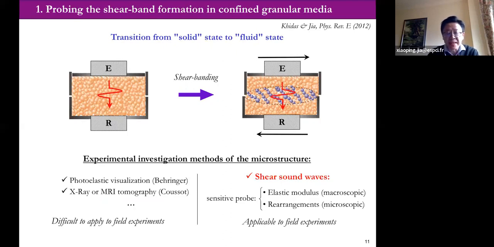Okay, now let me start with the investigation of the shear band formation, monitored here by shear wave propagation. It's very important, because it will allow us to detect this shear modulus change during the shear banding, up to the shear localization, and also the rearrangement of the contact network in this opaque medium. Of course, there are some other methods I mentioned before, such as photoelastic visualization in a 2D system or X-ray detection, but they are not very practical for field applications.